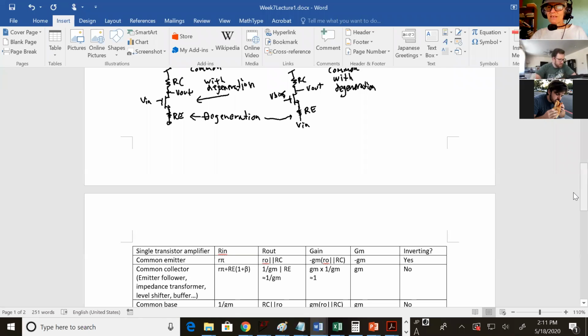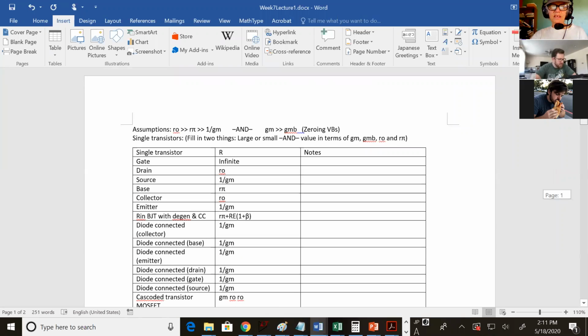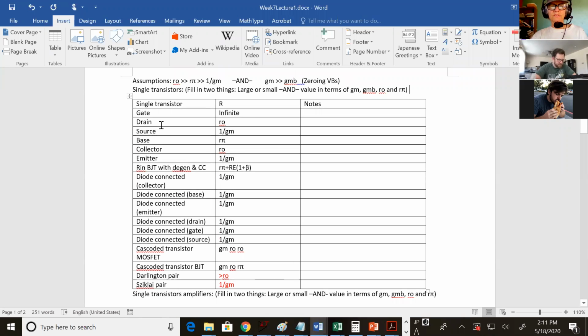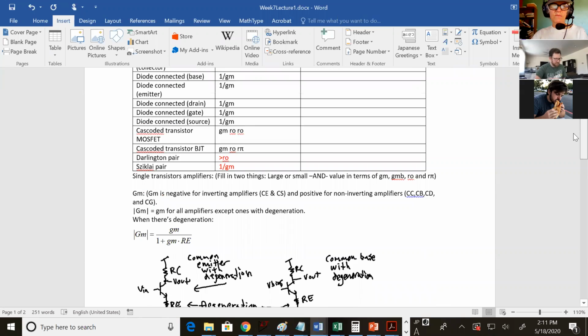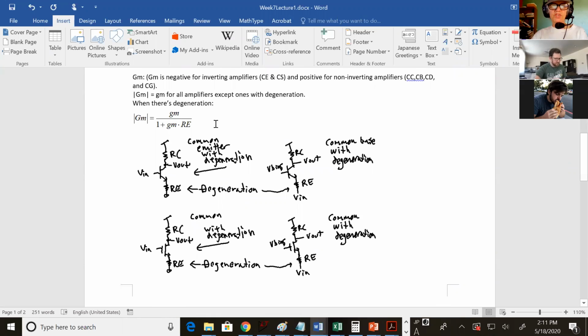Okay, so I updated that handout on week 5 where we figured out the gate resistance, the drain resistance, source resistance, base collector for the quick method. I updated a little bit, and what I updated was for GM: big GM is just little GM for every circuit except for circuits that are degenerated. And there's 4 circuits that you consider degenerated.